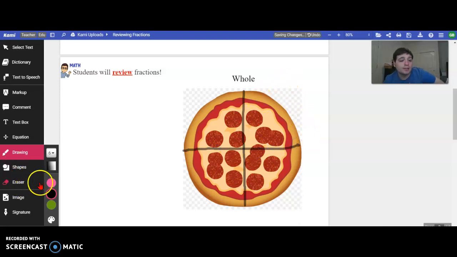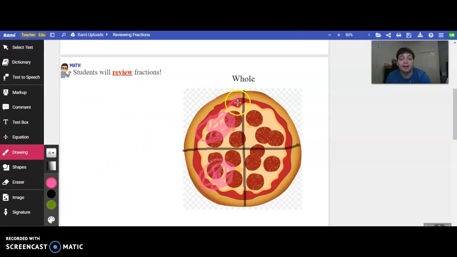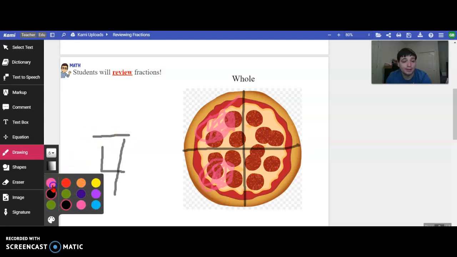Okay. And let's say instead of eating one piece, I eat two pieces. There's one. And there's two. See if you can find what fraction of the pizza I've eaten. And we're back. If you were to think about like I did, I knew I had four total pieces. So I put my four on the bottom. And I have two pieces that I selected.